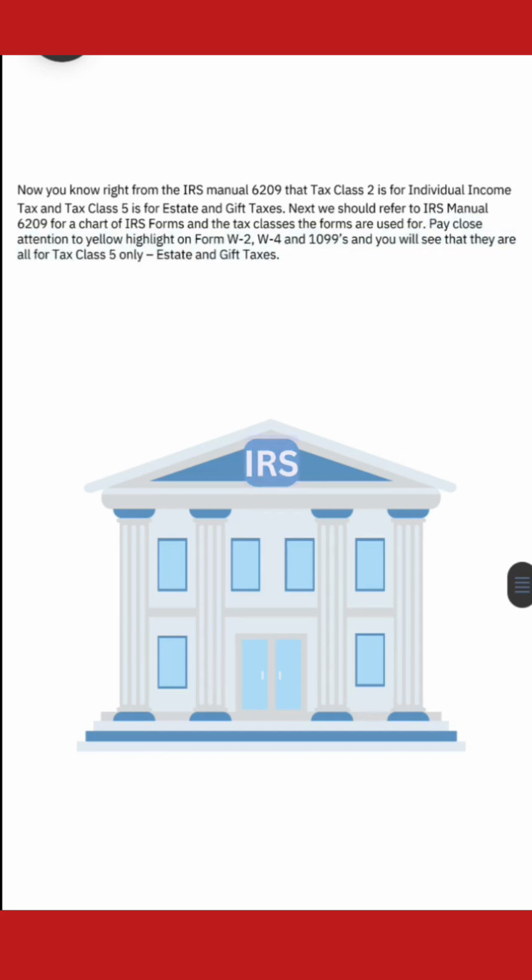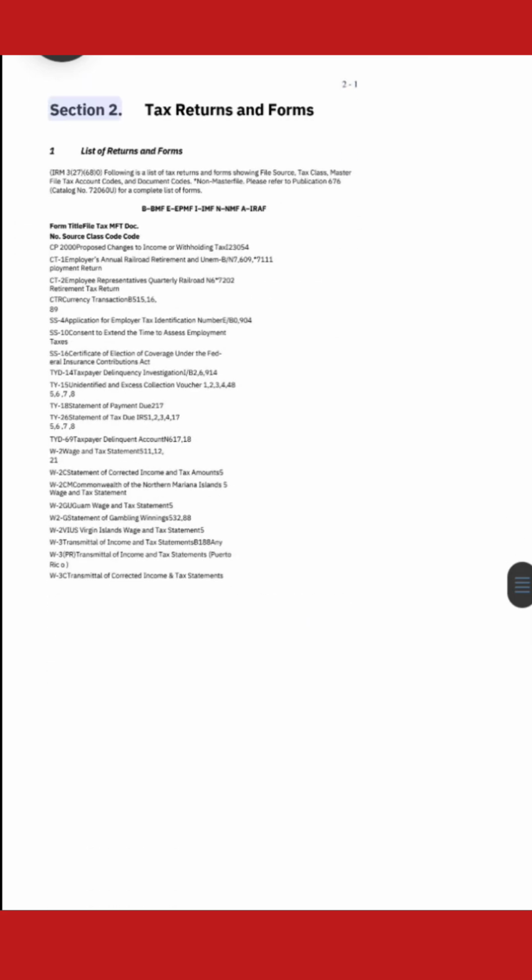IRM 2.1, Section 2. Tax Returns and Forms. 1. List of Returns and Forms. Following is a list of tax returns and forms showing file source, tax class, master file tax account codes, and document codes. Non-master file. Please refer to Publication 676, Catalog No. 72060U, for a complete list of forms. Form Title, File, Tax, MFT, Doc.